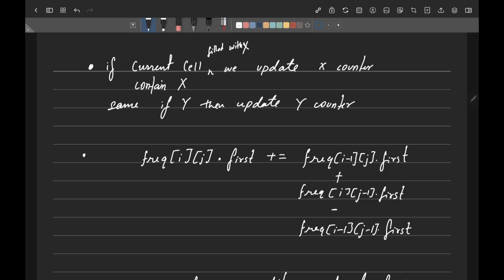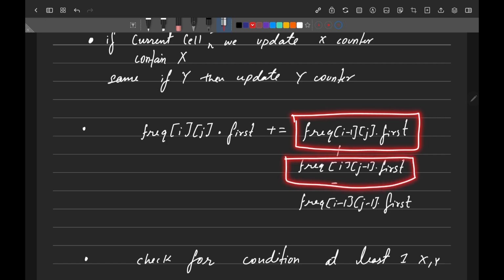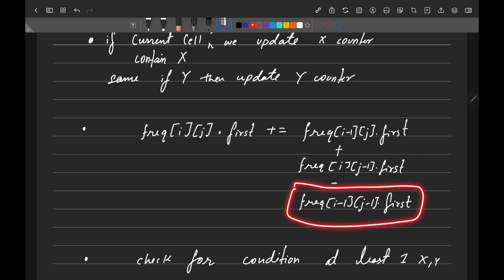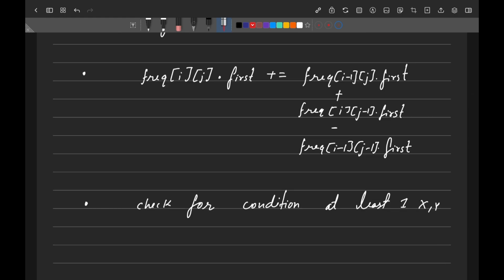Let's understand what I'm saying. If the current cell is filled with x, we update the x counter. If y, then we update the y counter. For the previous counts of x and y, we add the left submatrix and the top submatrix and subtract the overlapping submatrix. This way we get the count of x and y in the pair of ints at that cell. In this way we update our 2D prefix matrix.